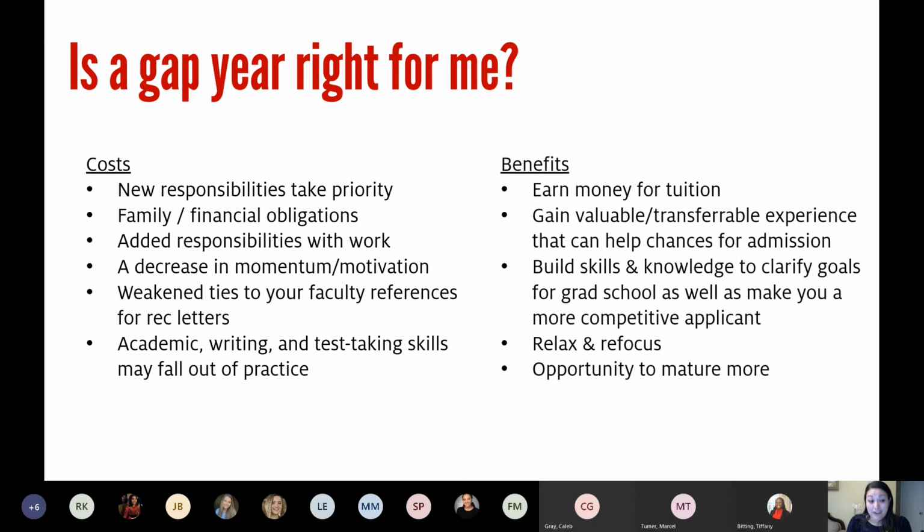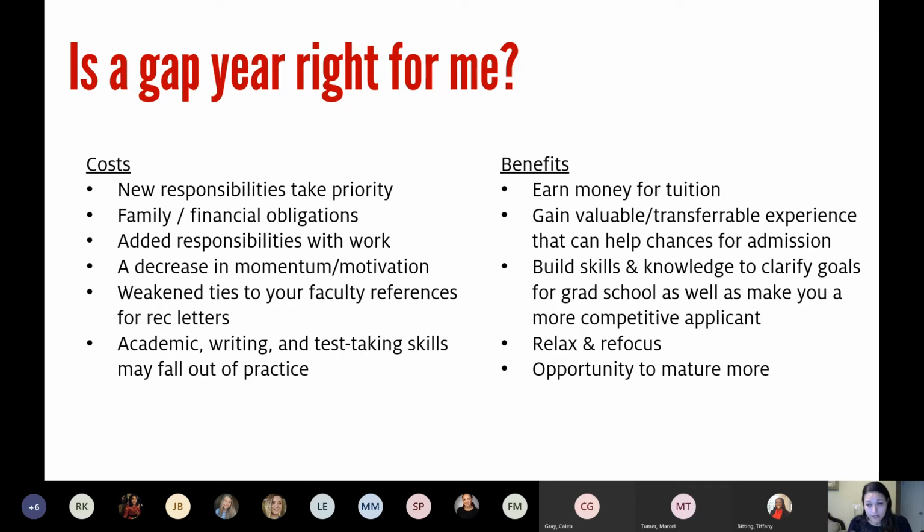So what are some of the benefits of taking a gap year? It does give you a chance to earn some money, right? To start saving up, to work full time, earn a really great salary post-graduation. This can go for tuition. This can go for just life expenses in general. It gives you an opportunity to gain valuable and transferable experience, which is going to be really helpful and will increase your chances for admission, because oftentimes programs want to see what type of experiences you'll be able to bring to this program.